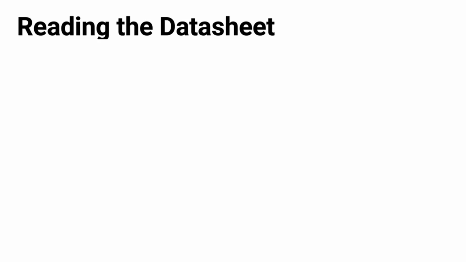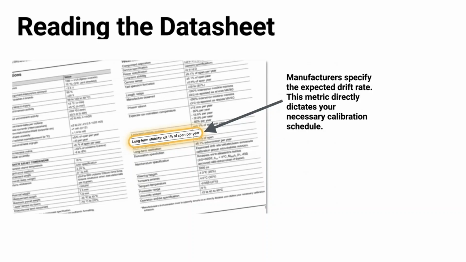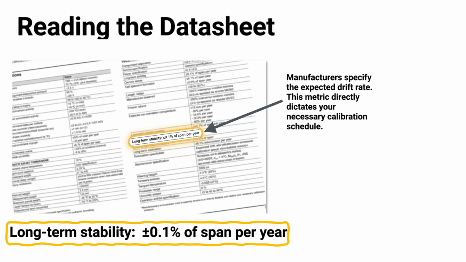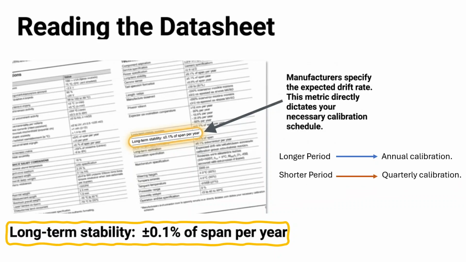And here is something worth knowing for when you are reading datasheets. Manufacturers will often specify drift rate, something like plus or minus 0.1% of span per year. That number tells you how fast you can expect the instrument to drift under normal conditions. It directly informs how often you should be calibrating it. Loose drift spec? Maybe annual calibration is fine. Tighter application? You might be on a quarterly schedule.